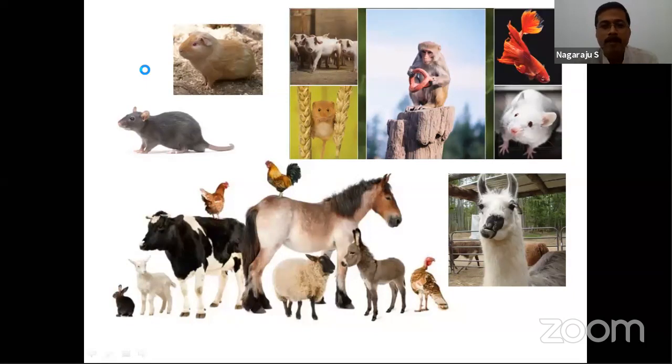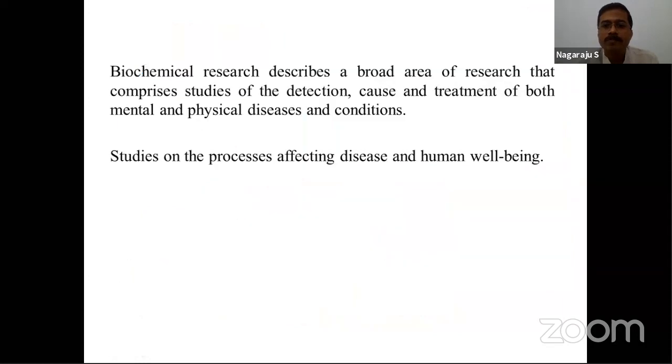The question arises, why do we need animals for the study? Biochemical research describes a broad area of research that comprises studies of, see, there are different fields, different things we need to do with our biochemical research.